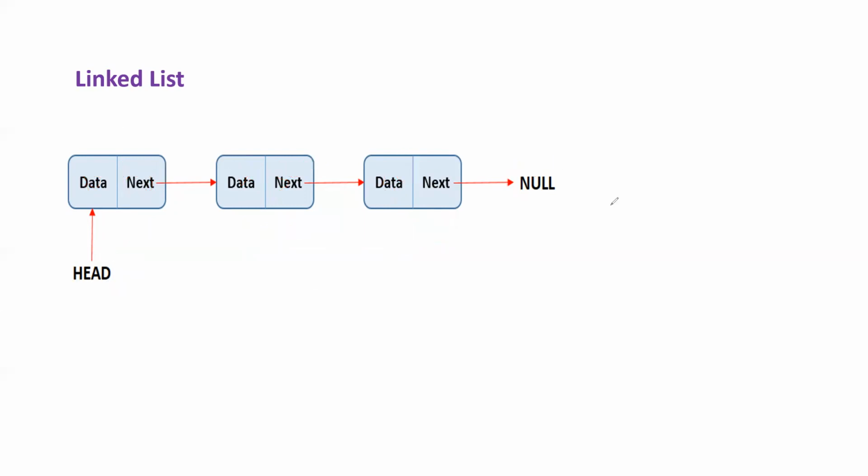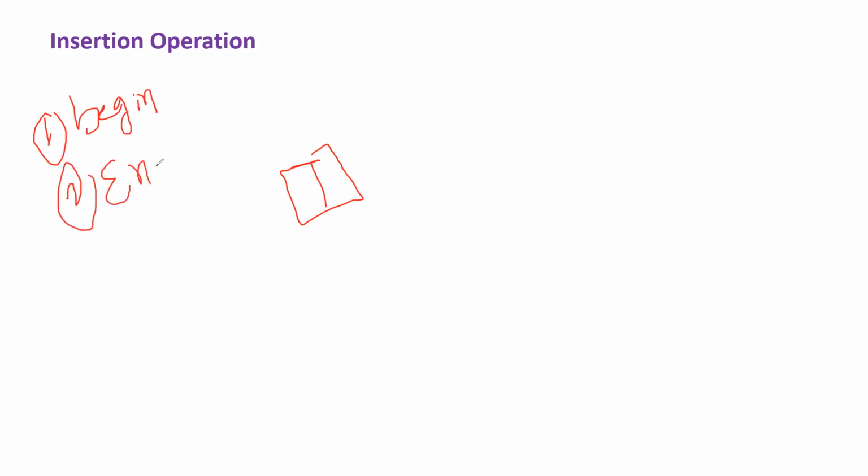Okay, now let me show you how to do the insertion operation in the linked list. Insertion operation can be done in three ways. The first one is inserting at the beginning, the next one is inserting at the end, and the next one is inserting at the middle.